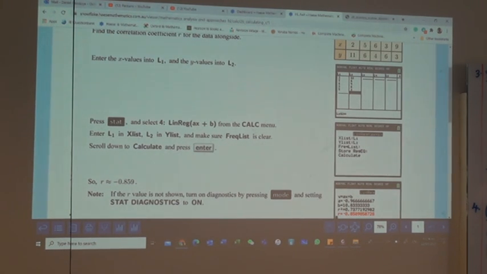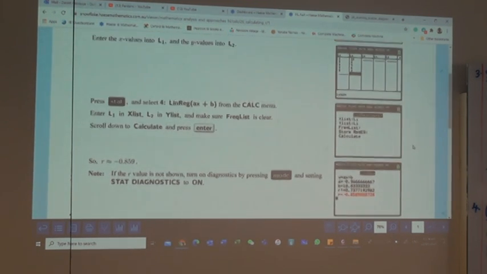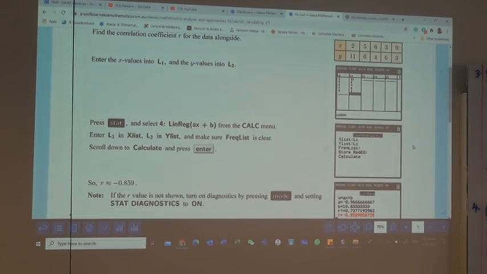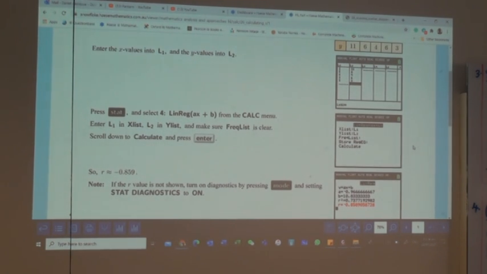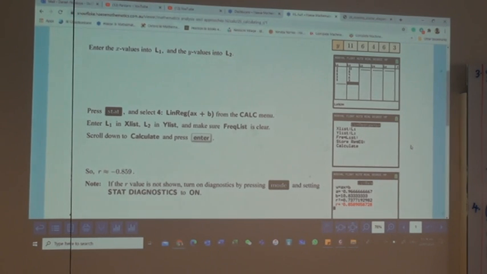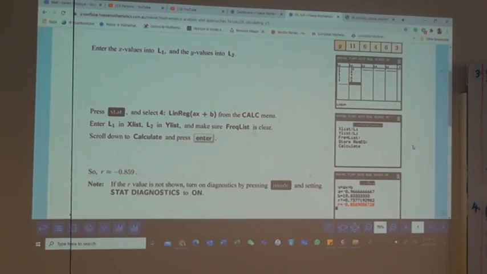I can get A and B and Y, but I can't find R. I don't know Texas Instrument, but bring it, let's see. If R is not shown, turn on diagnostic by pressing mode. Yeah, but I think I didn't do that. They know Yanko won't get R, so they put that there. So that's for you, Yanko. Especially for you.